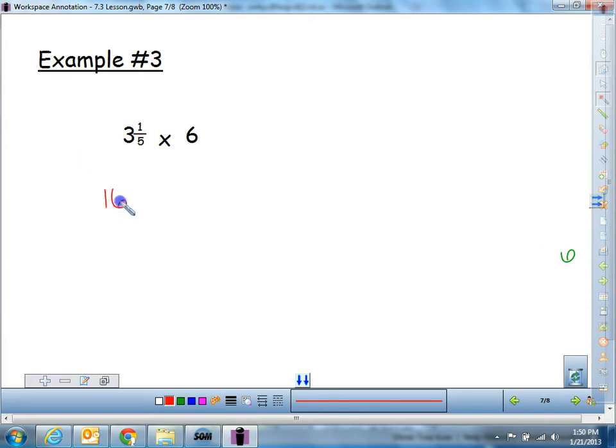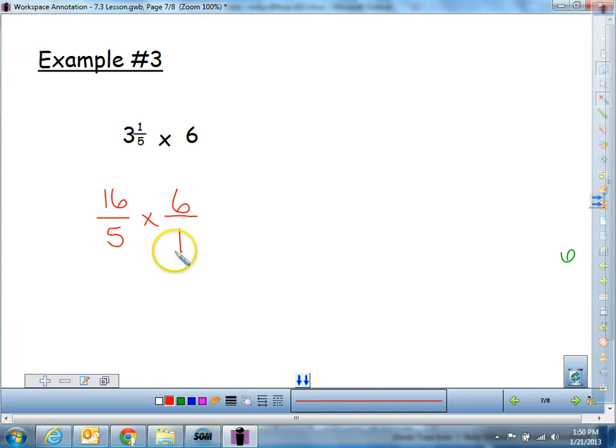I hope you were able to switch it to 16 fifths. 3 times 5 is 15, plus 1 is 16. And now I have a whole number. So you're going to have to think back to 7.1. What do we do with whole numbers to make them work with fractions? Yep, you guessed it. We have to put it over 1. All right? So 6 over 1.